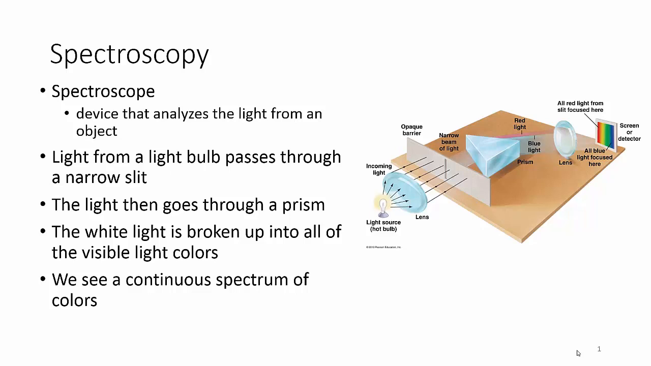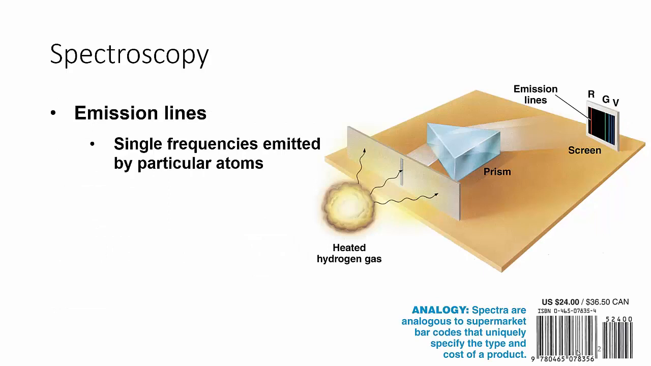And your teacher explained to you that white light has all of the different colors in it. That was a spectroscope. And we do these in astronomy. Okay? I'll show you how in just a minute. All right, so we use this to find out emission lines.